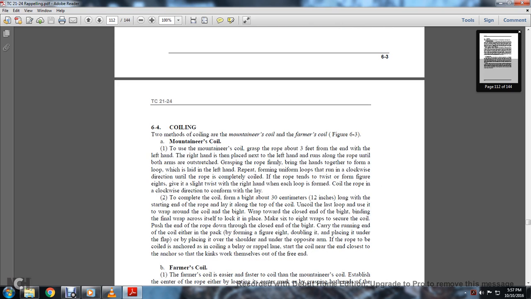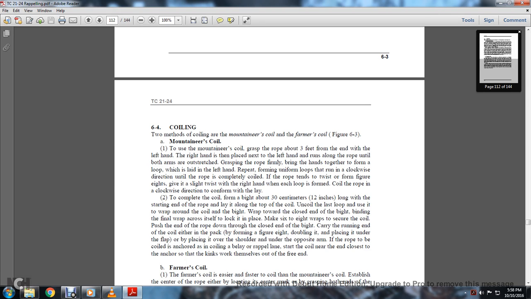All right, 6.4, coiling. There are two methods of coiling: the mountaineer's coil and the farmer's coil. Figure 6.3, the mountaineer's coil. To use the mountaineer's coil, grasp the rope about 3 feet from the end with the left hand, then place the right hand next to the left hand and run along the rope until both arms are outstretched. Grasping the rope firmly, bring the hands together to form a loop, which is laid in the left hand. Repeat, forming uniform loops in a clockwise direction until the rope is completely coiled.